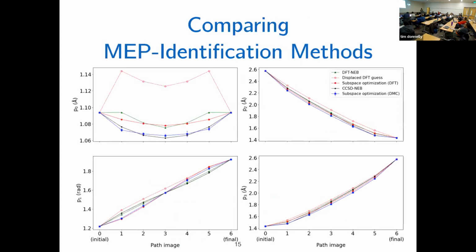All right, so we won't look at this, but to summarize, the trend in structural parameters as you progress through the reaction is accurately captured by this subspace optimization procedure, whether you're using DFT or DMC. The trend is generally the same. They do identify moderately different points along the path, but we won't look at this too much.